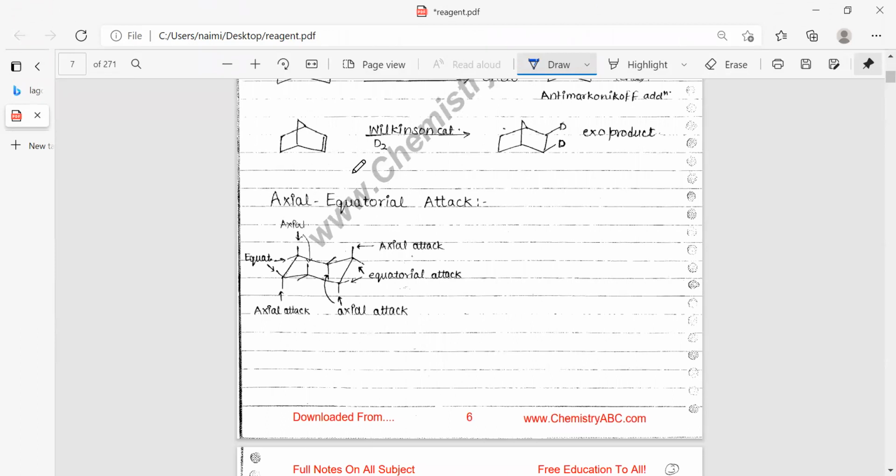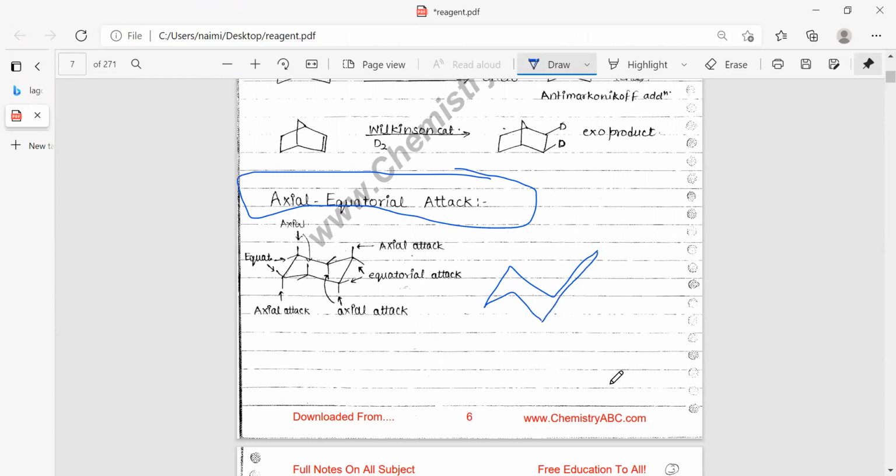So in this lecture, I want to explain the axial and equatorial attack. First of all, you should know how you can draw the axial and equatorial bonds. First of all, you should know about cyclohexane. You will draw the cyclohexane structure. It is not a very good structure, so I will repeat it.